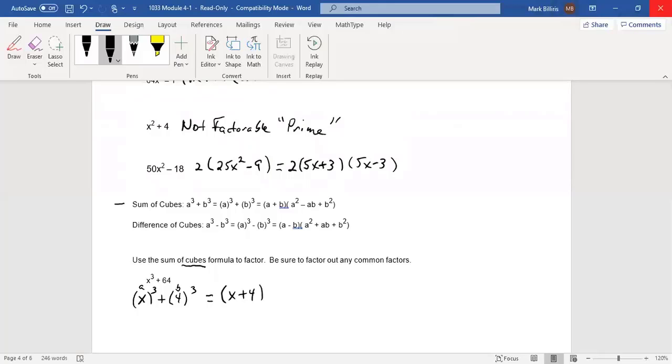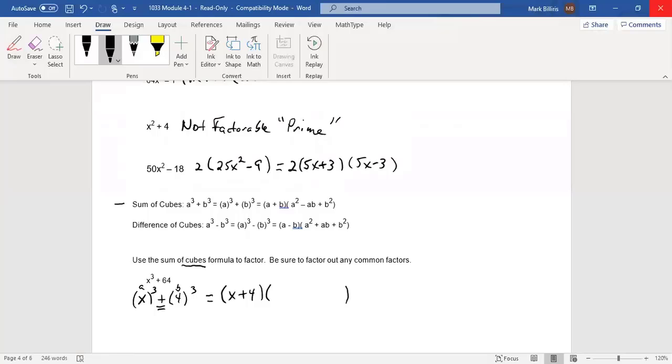So again, just following the formula, whatever's inside parentheses in your first step are your A and B. And so that makes up your first factor. Notice that I have a plus between the X and the 4. That's because my original problem was the sum. Next, I follow the pattern to write my trinomial.